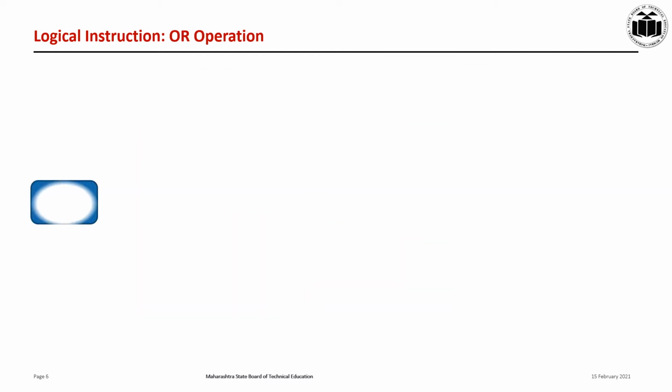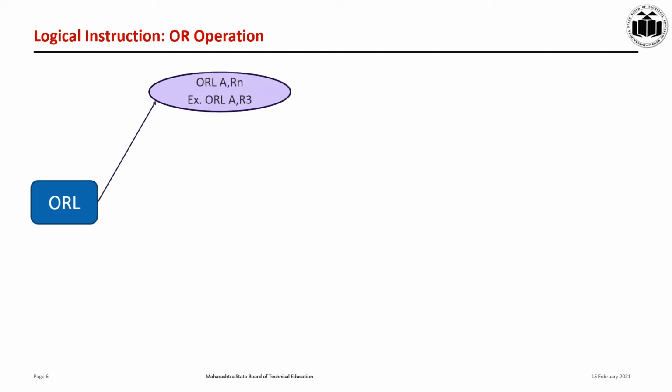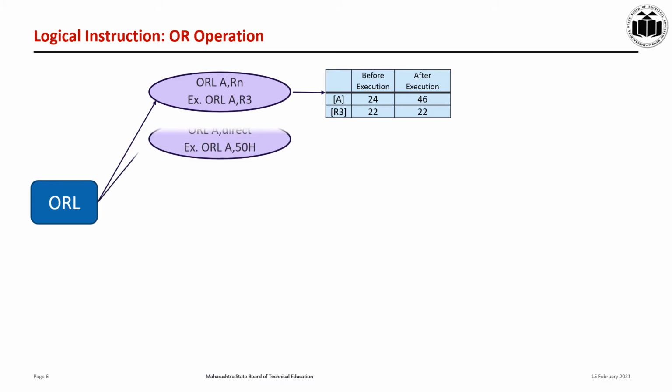OR operation. This instruction will perform a logical OR on the two operands and place the result in the destination. The mnemonic for OR operation is ORL. ORL A, Rn. This instruction is used to OR the content of register Rn with the accumulator and store the result in the accumulator. Example: ORL A, R3. If the accumulator contains 24H and register R3 contains 22H, then after the OR operation the result is 46, which will be stored in the accumulator.